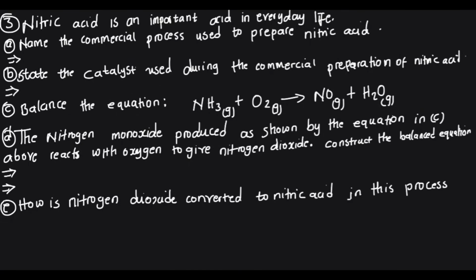Okay, so now we move on to question 3, the last one. Nitric acid is an important acid in everyday life. Name the commercial process used to prepare nitric acid. Some of the preparation of these substances, such as ammonia, nitric acid, oxygen, have certain processes that they undergo. Here our interest is the industrial preparation of nitric acid. Nitric acid is commercially prepared by the process known as the Ostwald process.